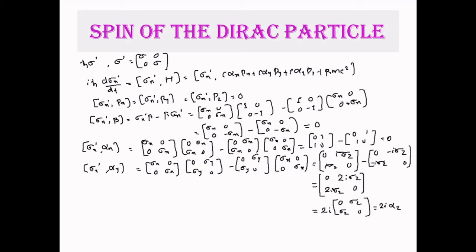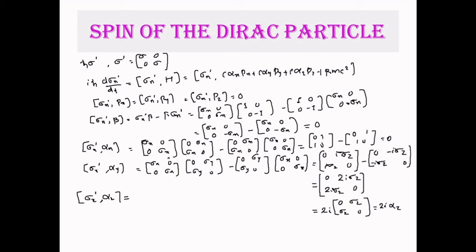So the value of the commutator [σx', αy] is 2iαz. Similarly, you can calculate the value of [σx', αz]. While calculating that particular commutator, the matrix here will be 0 σz 0.